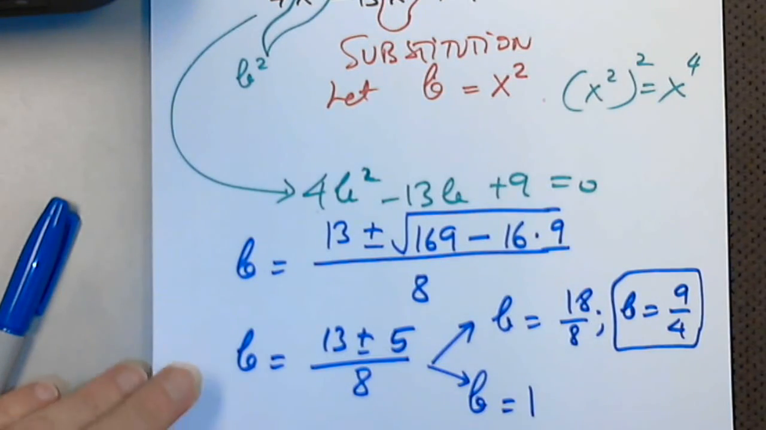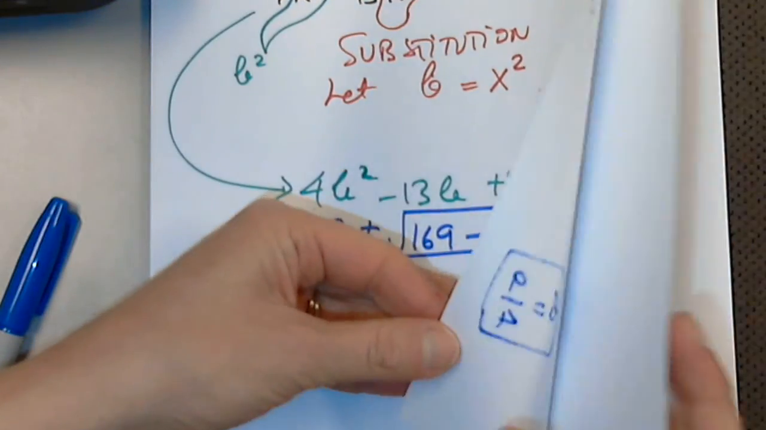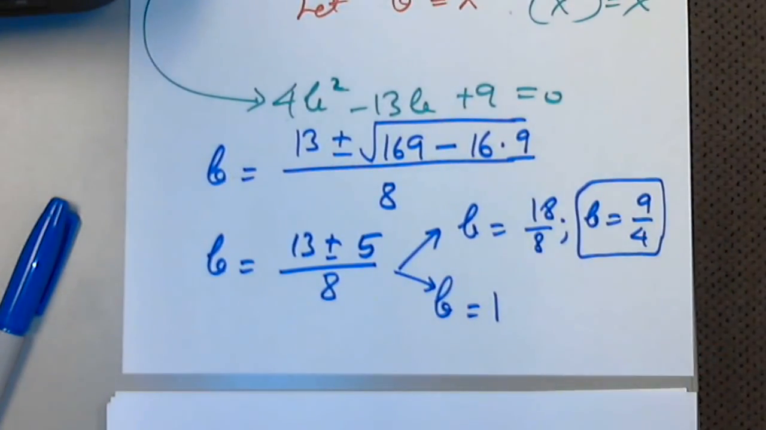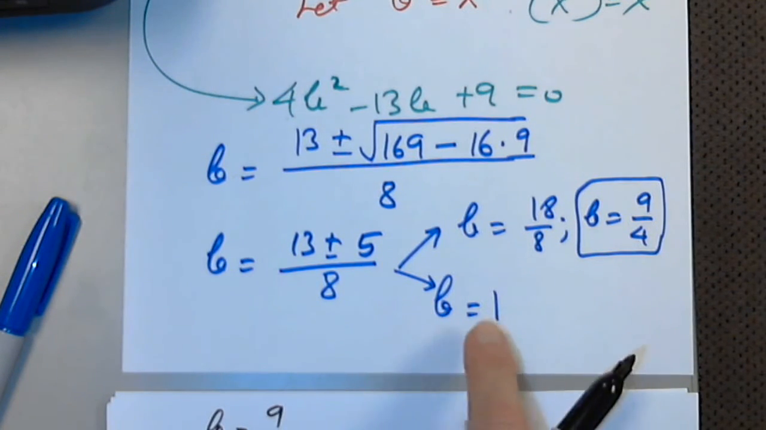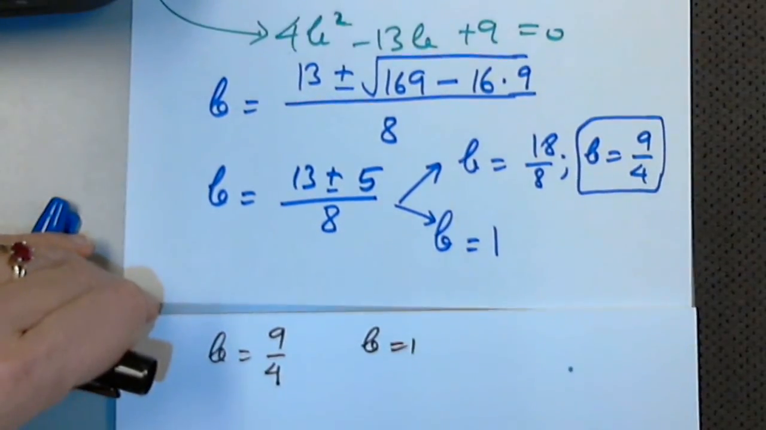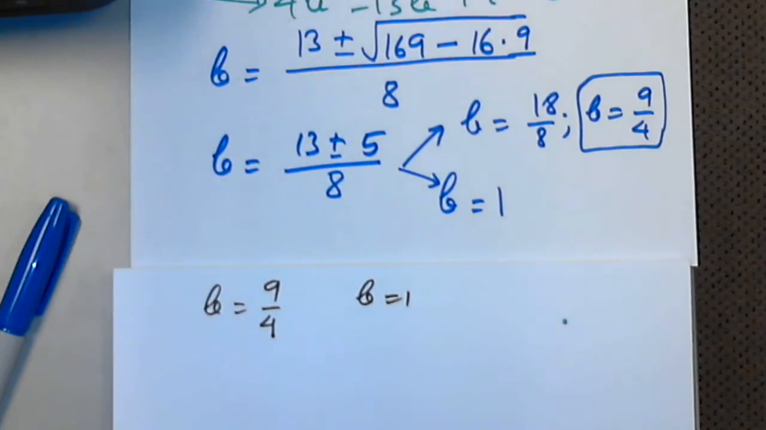I have to go back to the substitution. So I have now two equations I'm looking at. I'm looking at the equation b equals 9 over 4, and I'm looking at the equation b equals 1. Are you with me? Any questions? Why would you just leave it at x? Because I can factor x to the fourth. I don't know how.